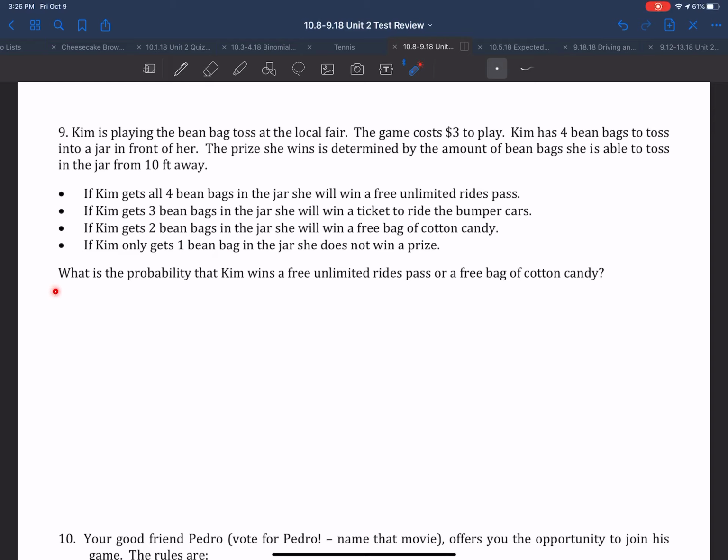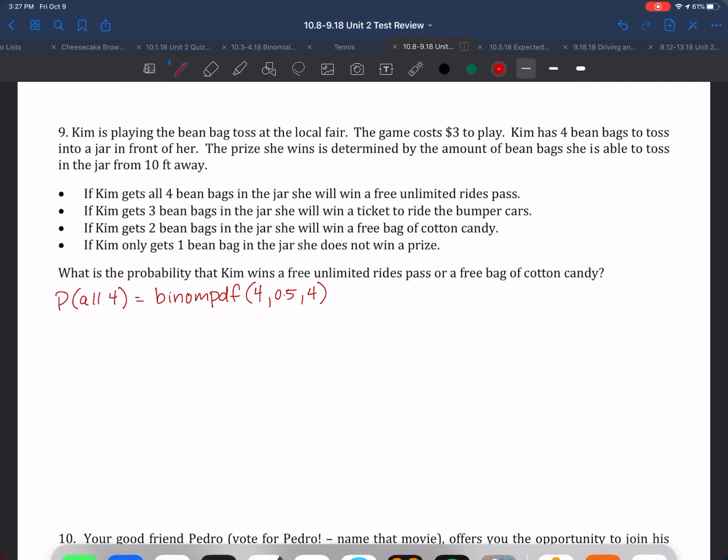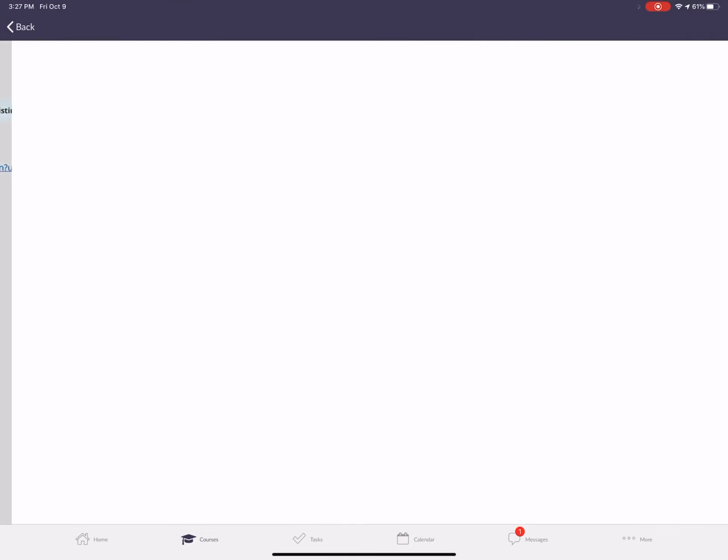So it says, what is the probability that Kim wins a free unlimited rides pass or a free bag of cotton candy? So to get the unlimited rides pass, she has to get all 4. So the probability of getting all 4 hits. Remember, we're going to be using the binomial PDF function. And in this case, we're going to have 4 total tries. When she shoots the bag, you have 2 outcomes. You can either make it or you can miss it. So the probability is just 50-50, right? And then if you want to make all 4 of them. So this is what our function is going to look like. Now let me pull up our calculator here.